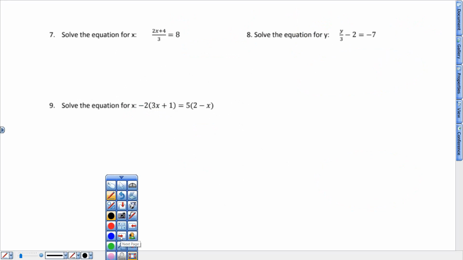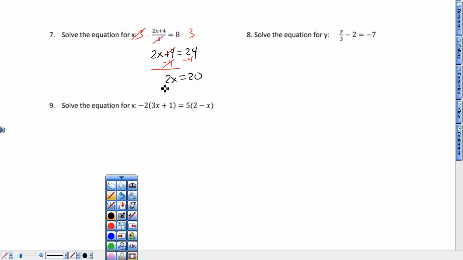Number 7, solve this equation. I'm going to start by timesing by 3. Makes these cancel away. Bring down that 2x plus 4 that's left. This gives me 24. Take away 4 on both sides. That gives me 2x equals 20.